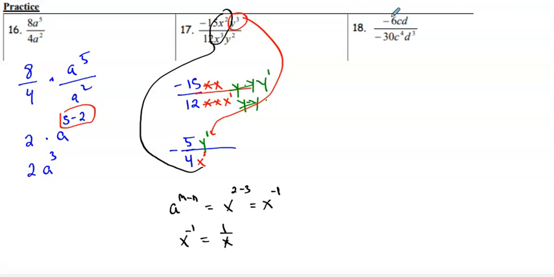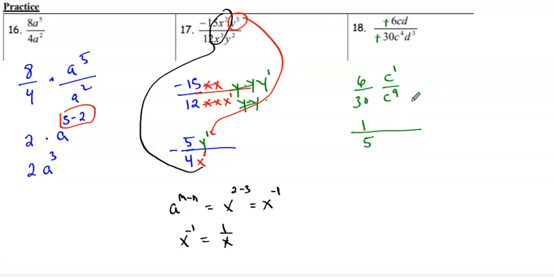Number 18, I have negative over negative. I'm going to make this automatically positive. My answer is going to be positive. And I have 6 over 30, which will simplify to 1 over 5. All right, and I'm drawing that line out just to see where else. So now I have c to the first and c to the fourth, right? There's just a c there with no exponent, so I'm going to write the 1 there, and c to the fourth.